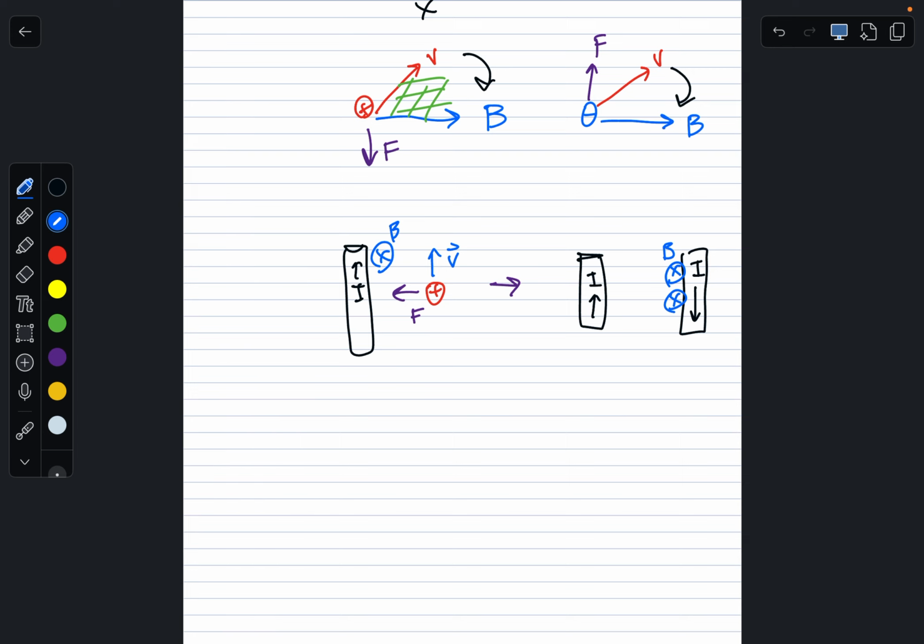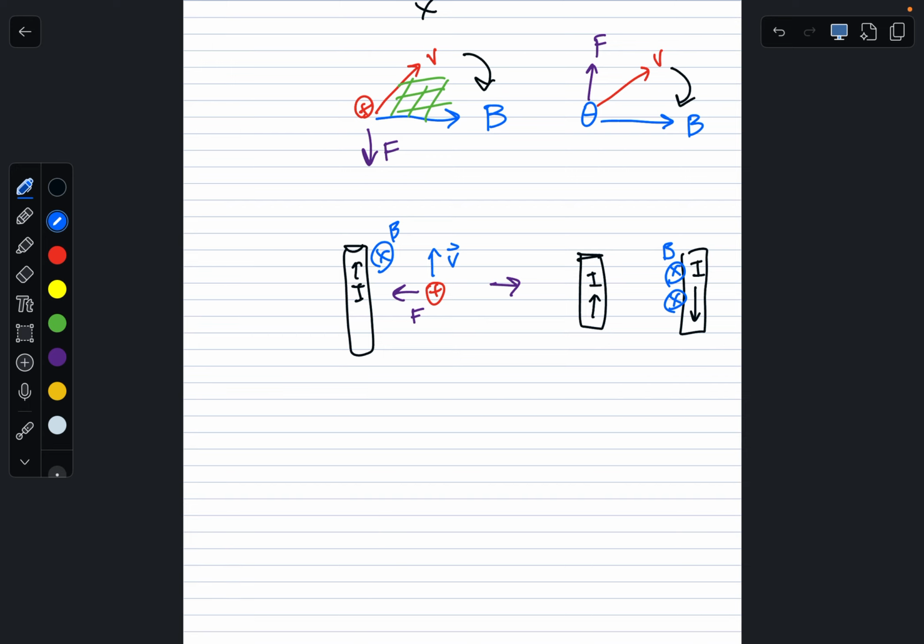The only time we get a voltage is if the flux changes with time, right? And the ways that we can change the flux with time is B could change with time, the area could change with time, and the angle could change with time. Those are the three ways that we can create a voltage from a changing magnetic flux.